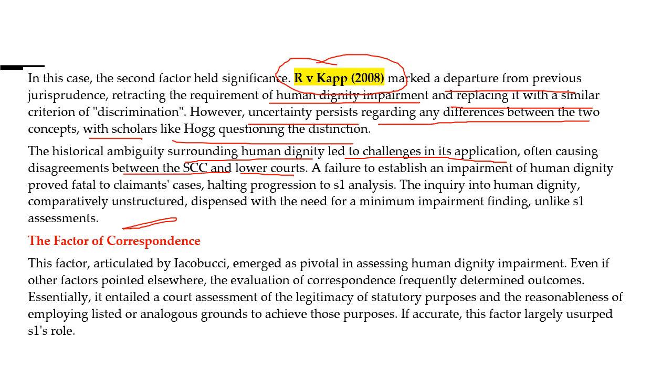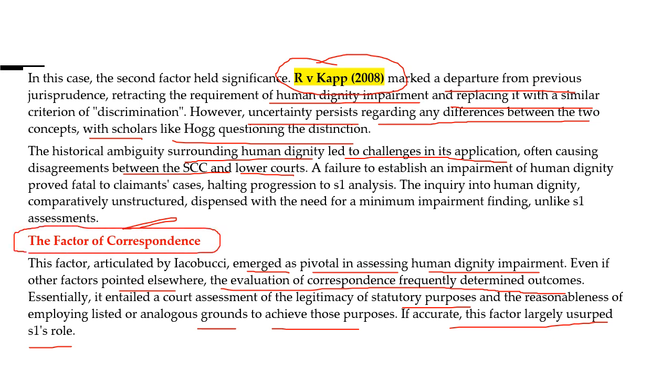Factor of correspondence. This factor, articulated by Iacobucci, emerged as pivotal in assessing human dignity impairment. Even if other factors pointed elsewhere, the evaluation of correspondence frequently determined the outcome. It entailed a court assessment of the legitimacy of the statutory purpose and the reasonableness of employing a listed or analogous ground to achieve this purpose. If accurate, this factor largely usurped Section 1's role. So they say that this factor of correspondence also has to be borne in mind, because Section 1's role is to see that everyone is treated equally.